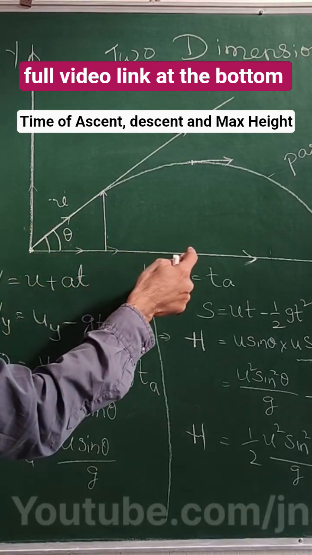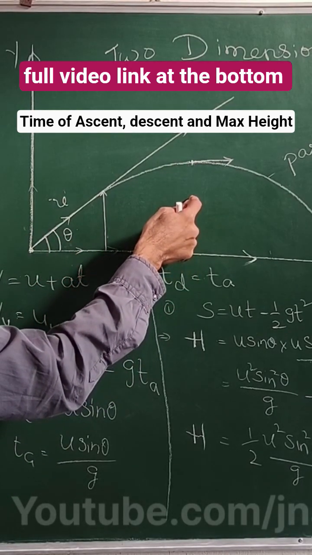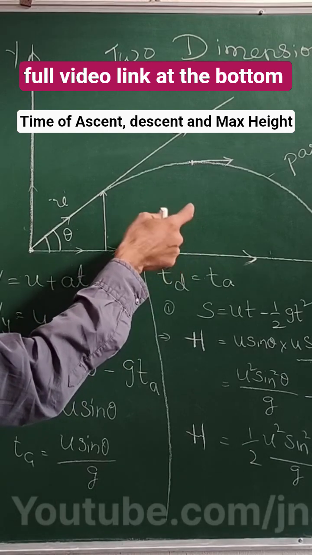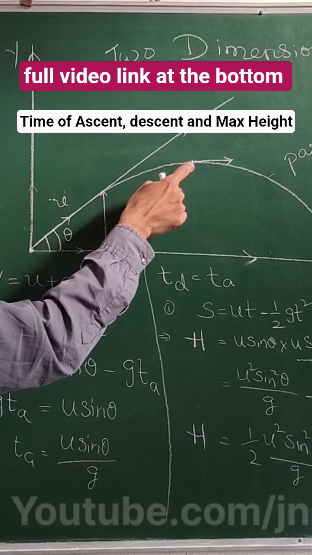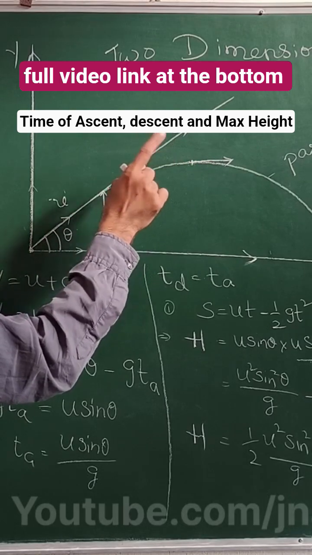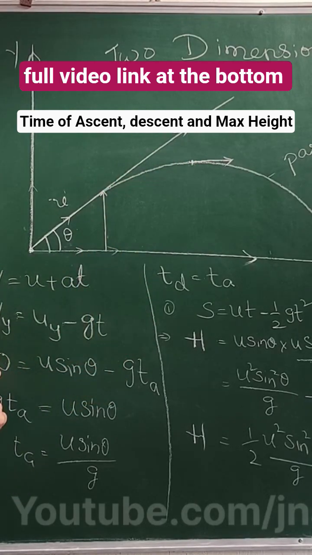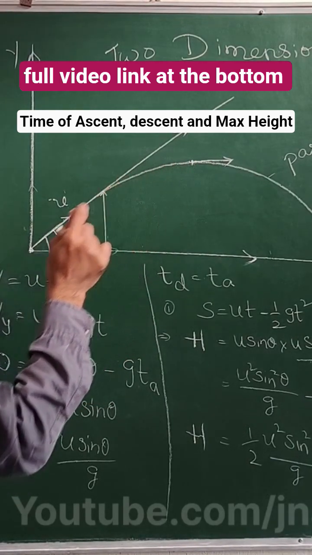You know already, when the object is going in the upward direction, the velocity of the object gradually decreases, and at the maximum height, the velocity becomes 0. So that is why we take the final velocity as 0 at this point.